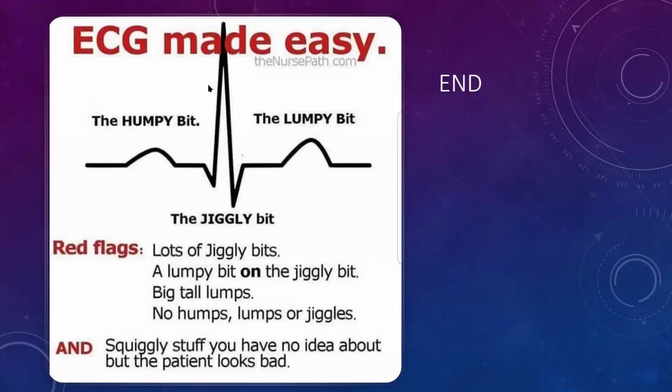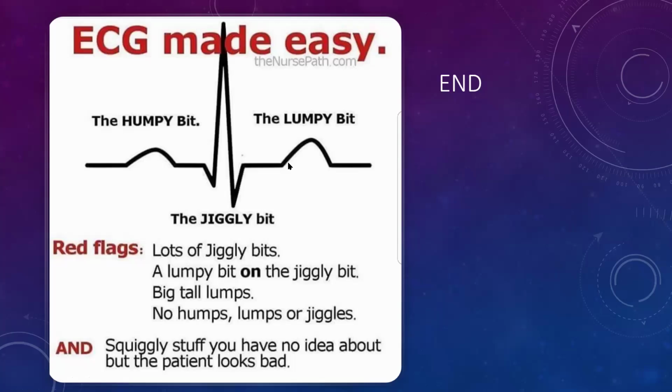This is 100% correct, even though it's a joke. You've got the humpy bit, the lumpy bit, and the jiggly bit. The red flags, if you have lots of jiggly bits, which we saw in ours, a lumpy bit on the jiggly bit, which we didn't see in this one, we'll see in another one, big tall lumps, which I see there. And if there's no humps or jiggles, your patient is dead. And squiggly stuff you have no idea about, but the patient looks bad. So it's a joke, but it actually encompasses a lot of what we do.